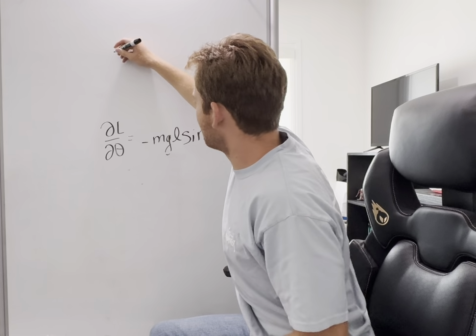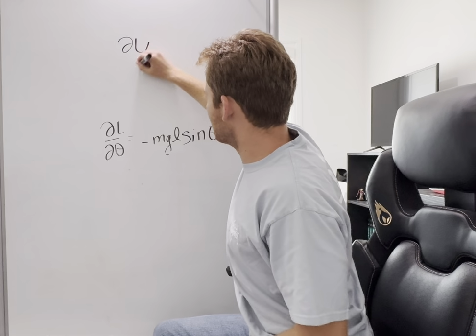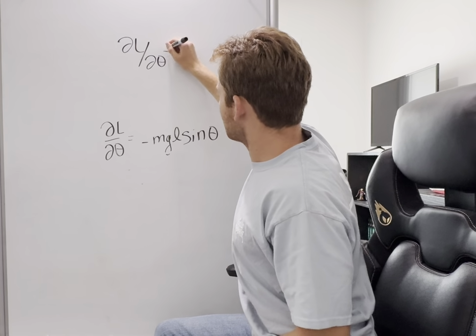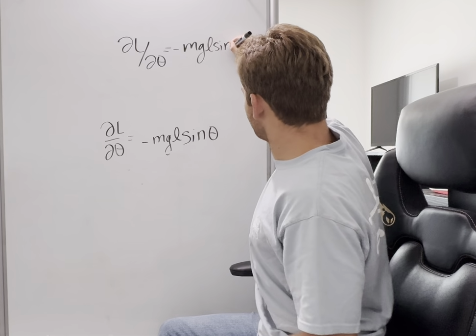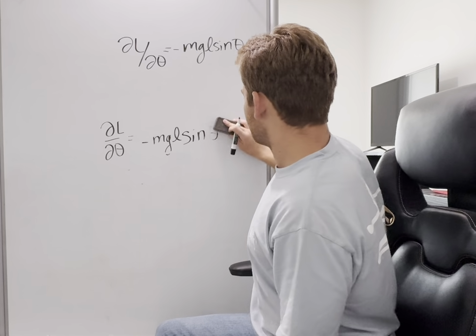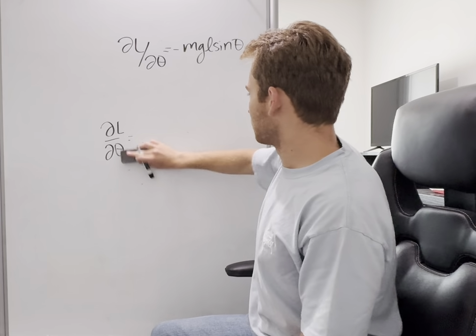Just so I don't forget it, I'll write it at the top right here. Partial L by partial theta equals negative mgL sine theta. That I can save for later.